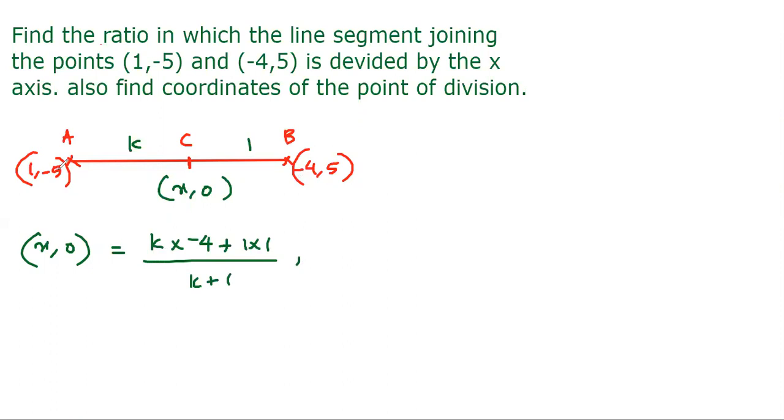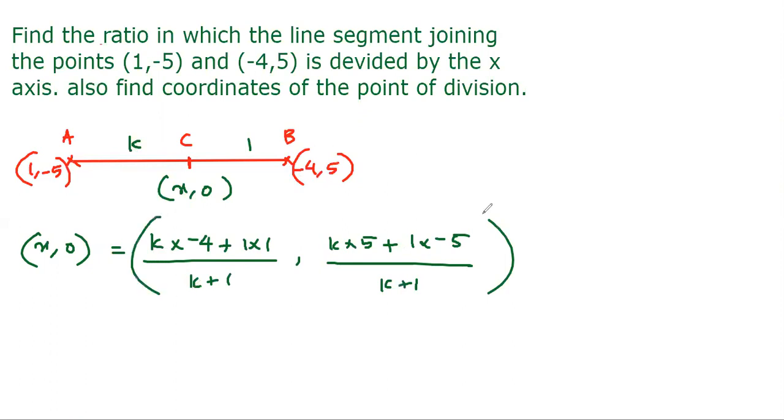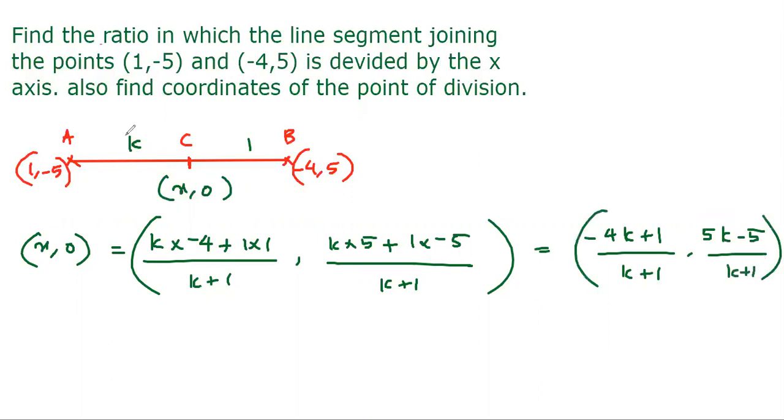Again, k into 5 plus 1 into minus 5, divided by k plus 1. These are the points. Now you can simplify. This will be (minus 4k plus 1) by (k plus 1), and this is (5k minus 5) by (k plus 1). If you want, you can cross check: k into minus 4, then 1 into 1, k into 5 and 1 into minus 5.